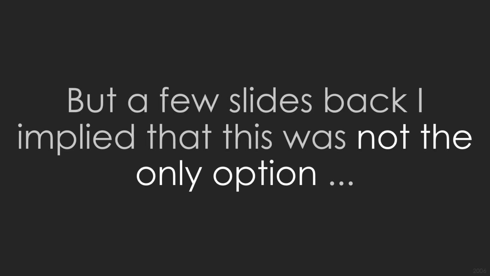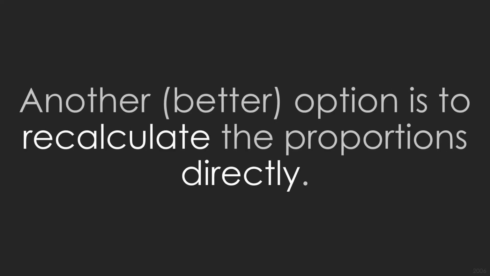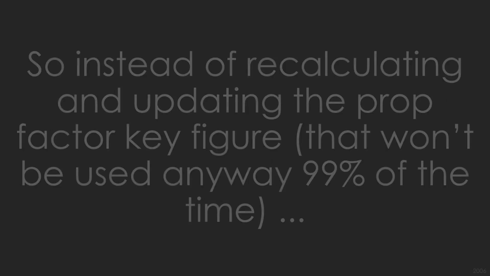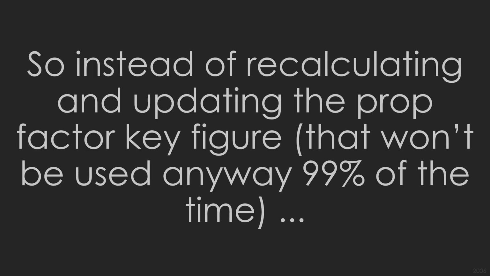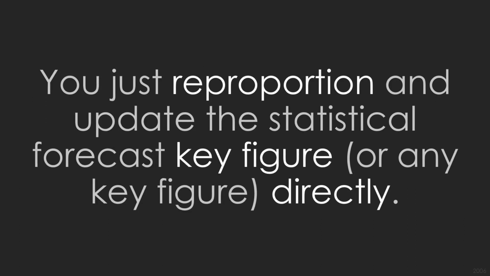But a few slides back I implied that this was not the only option. Another better option is to recalculate the proportions directly. So instead of recalculating and updating the prop factor key figure that won't be used anyway 99% of the time, you just reproportion and update the statistical forecast key figure or any key figure directly.